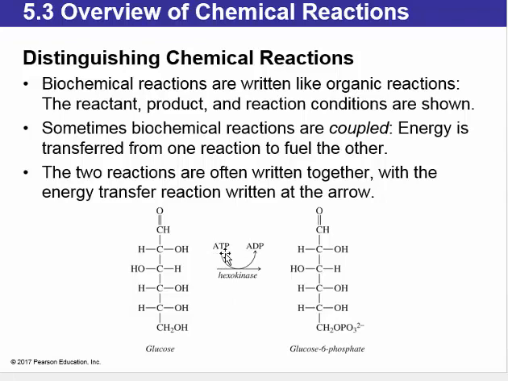ATP has 3 phosphate groups, and when it donates a phosphate group to a biochemical such as glucose, it loses this phosphate and goes to adenine diphosphate. So ATP has 3 phosphates, ADP has 2 phosphates.